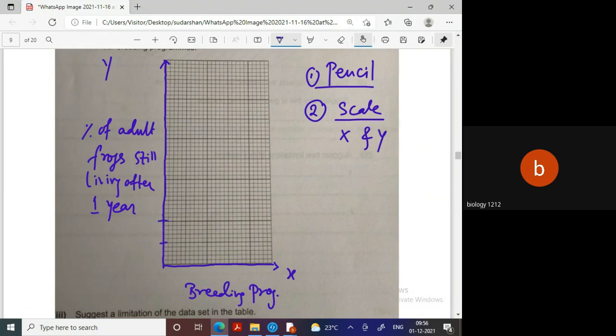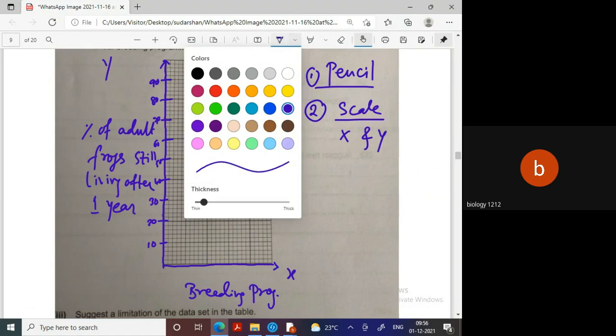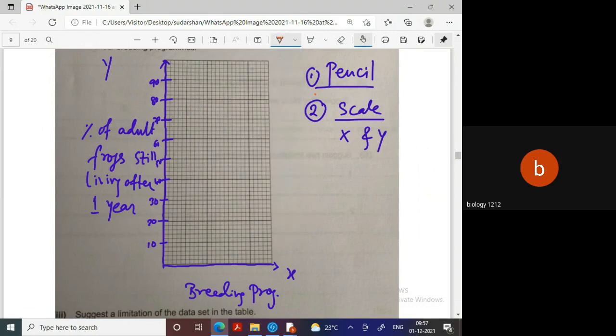each segment. So 1, 2, 3, 4, 5, 6, 7, 8, 9, and the highest one goes here, 10. So let's see: 10, 20, 30, 40, 50, 60, 70, 80, 90. Now the only important thing is you have to use the bar. So this is our A, B, C, and D.